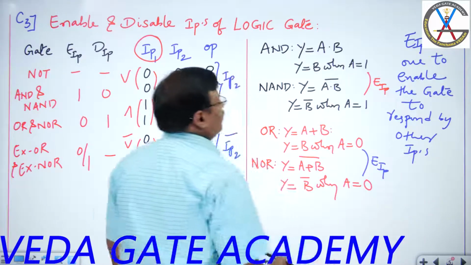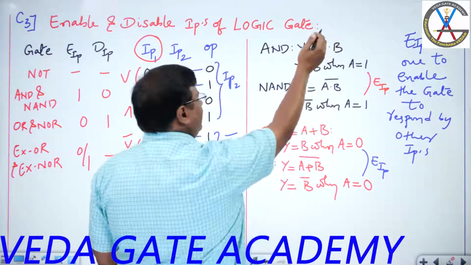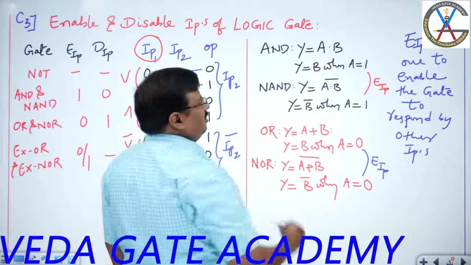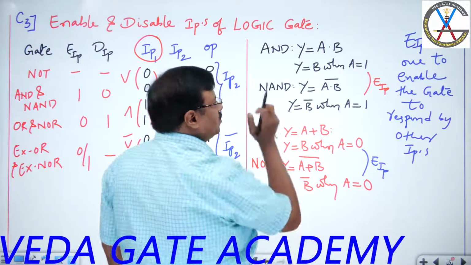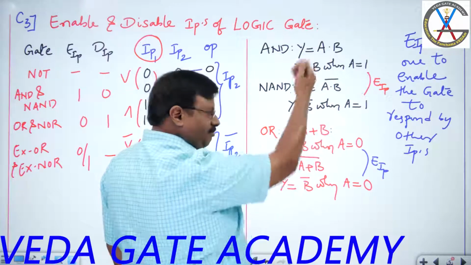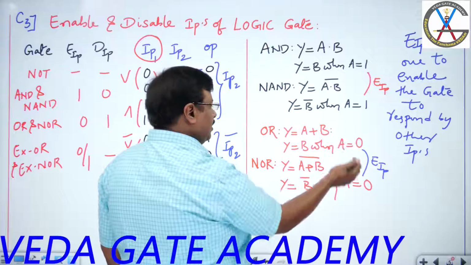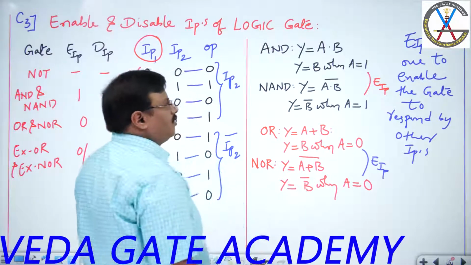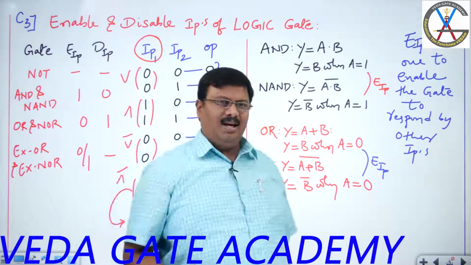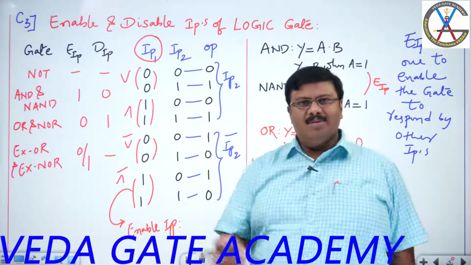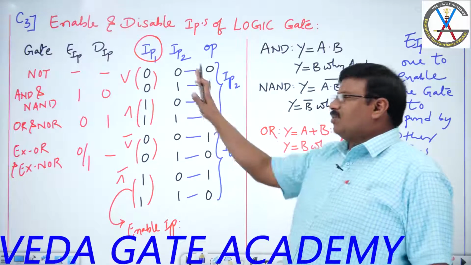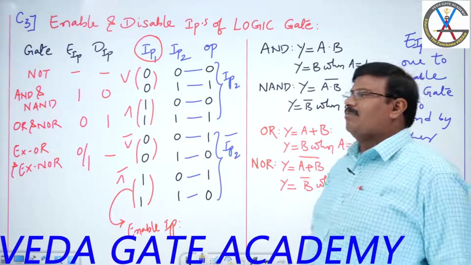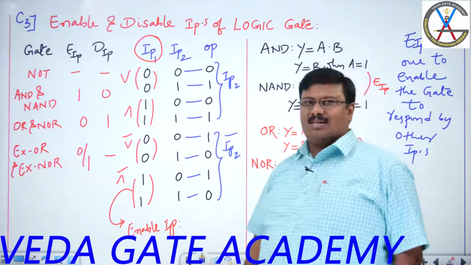The simple definition. So 1 on A making B pass. So 1 on A making B bar pass. So this 1 is the reason for making B come to the output, or here 0 is the reason for making B come to the output. So it enables the gate to respond by others, or it enables other inputs to respond on the output, but not on its own. So that is the definition of enable input, which holds in all these cases.